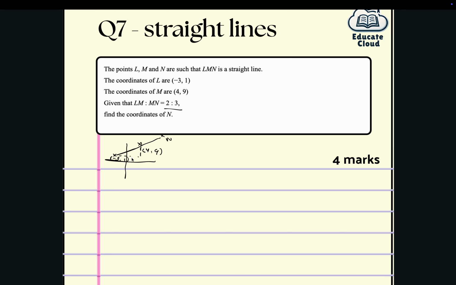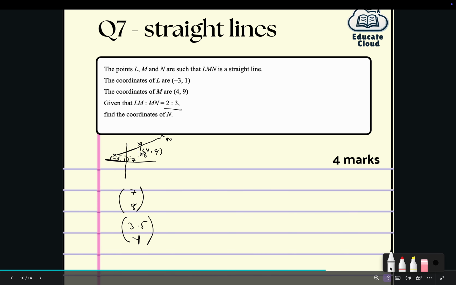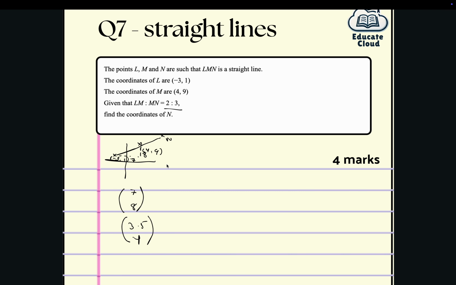Well, the X difference here, I should have drawn this diagram bigger, is 7 because it's the difference between minus 3 and 4. And the Y difference is 8, okay? So that refers to two parts. So to get one part, you'd basically just halve both of these. So you'd get 3.5 and 4 in terms of what one part is. And so we know that to get 3 parts, we'd have to times it by 3. So 7 plus 3.5, that's 10.5 and 12.